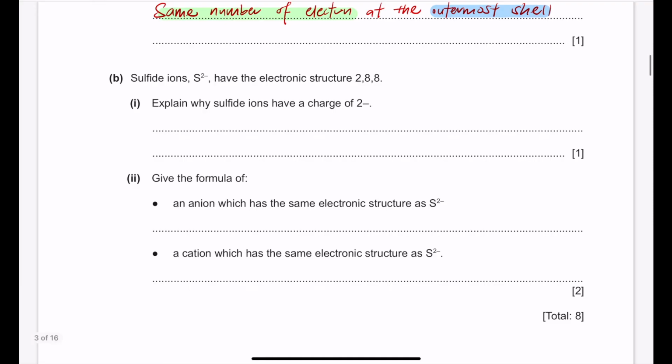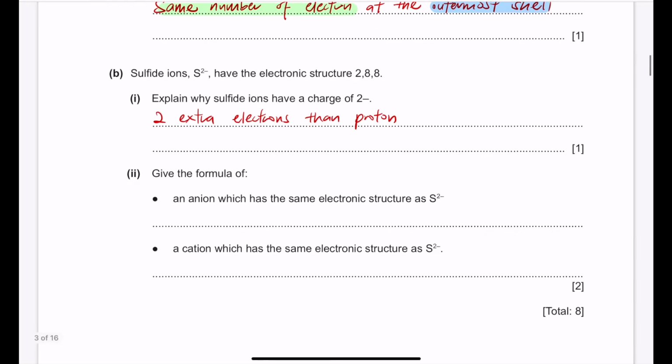Okay, next, explain why sulfide ions have a charge of 2 negative. Why is it not -1 or -3? Why is it 2 negative? Remember, in this case, you need to be very specific with the answer. Because it has 2 extra electrons than protons. You need to compare the numbers between the protons and electrons.